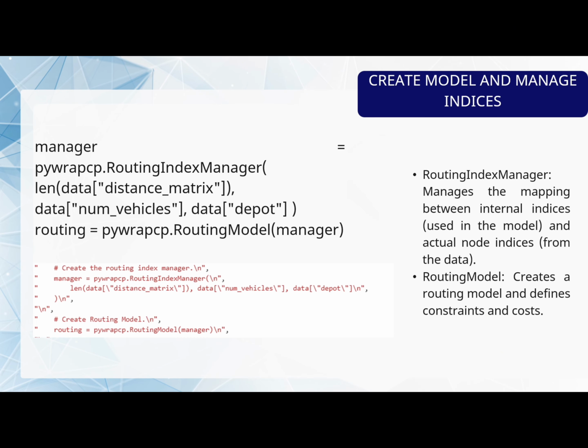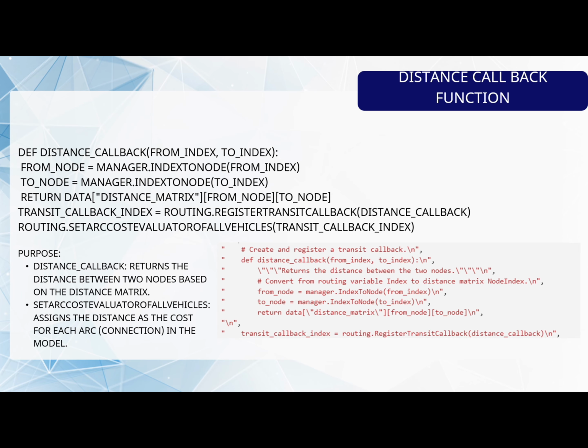And now we create a model and manage indices. First, the routing index manager manages the mapping between the internal indices used in the model and the actual node indices from the data. Secondly, the routing model creates a routing model and defines constraints and costs. Next is the distance callback function, which returns the distance between two nodes based on the distance matrix. And the next is to set the arc cost evaluator for all vehicles, which assigns the distance as the cost for each arc connection in the model.